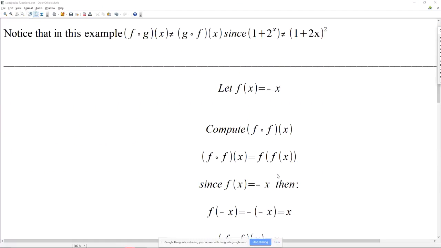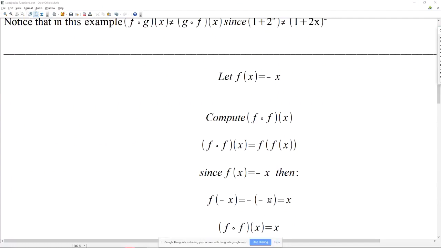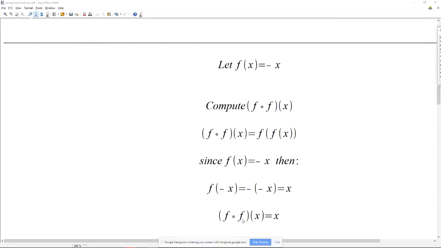Since f of x equals negative x, I just put negative x in for this argument. Boom. Now I have to put it into the same function. So if I put negative x into the same function, I get negative x with a negative, and what happens when you have a negative with a negative? It turns positive. Negative times negative is positive. So this will give me x. So f composite f, or f of f of x, equals x.